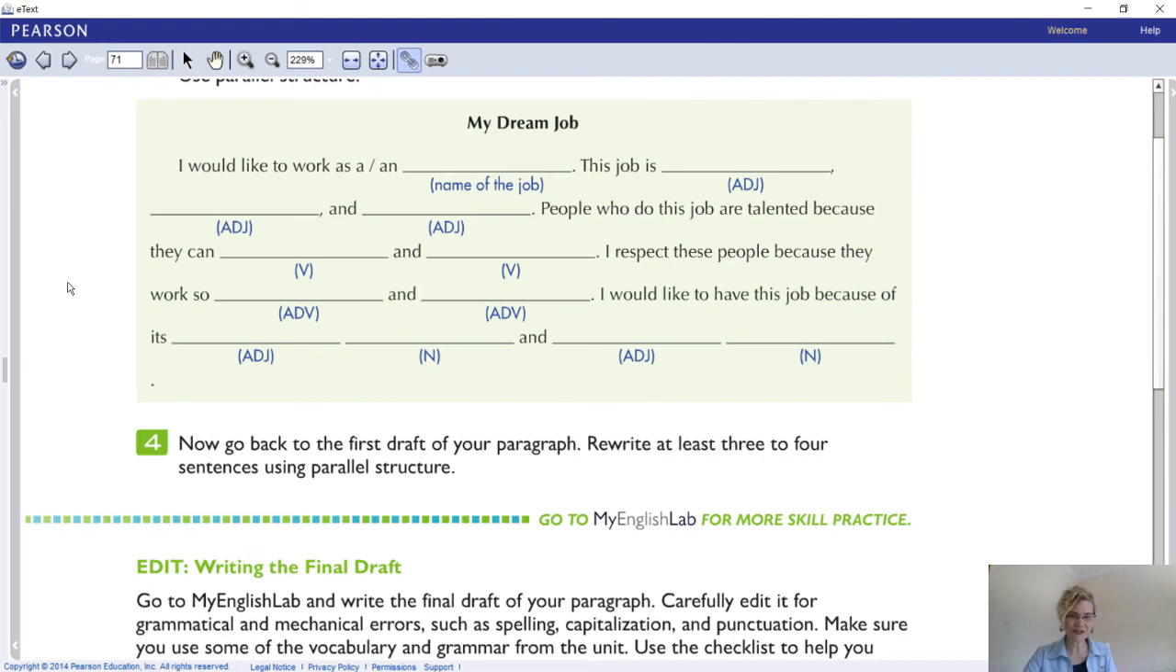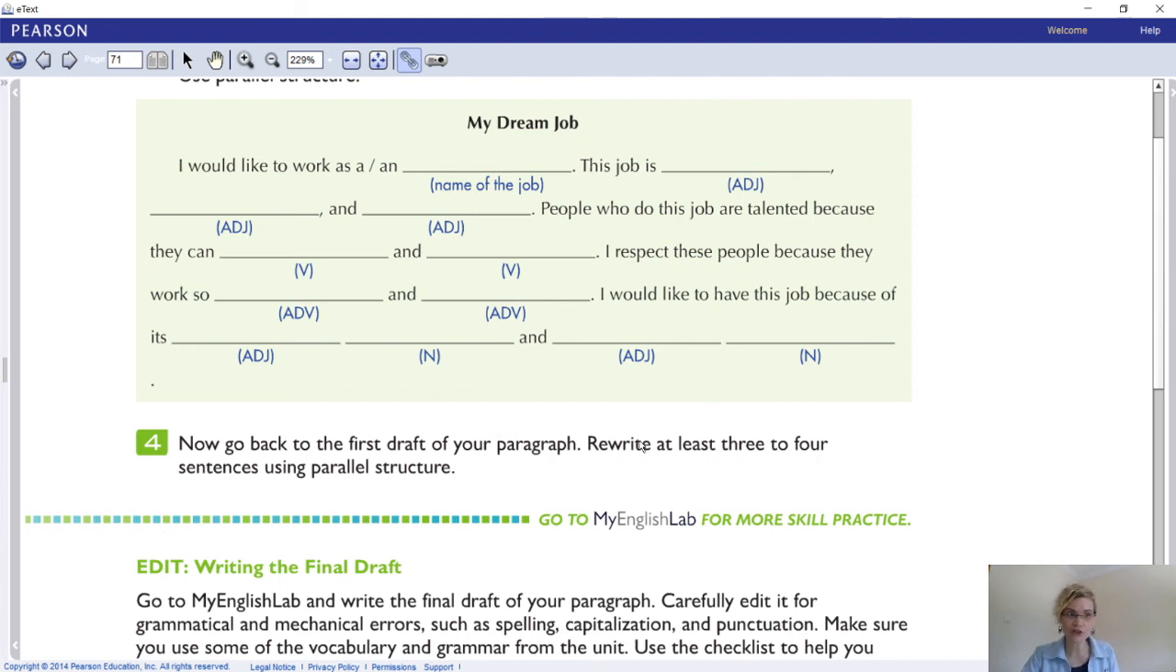Now go back to the first draft of your paragraph. Rewrite at least 3 or 4 sentences using parallel structure. Please check your own writing in your paragraph. Did you use parallel structure, yes or no? Or is there something in your journal that you need to upgrade to make it better?